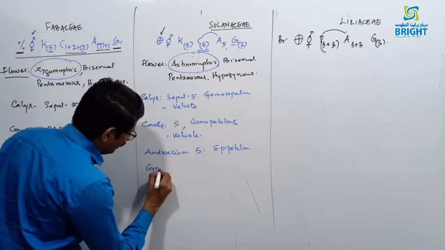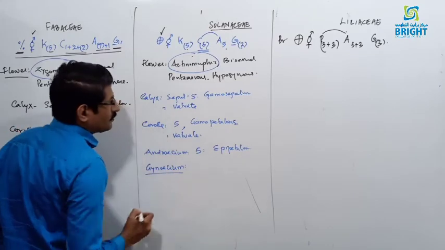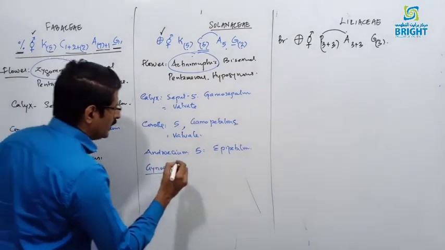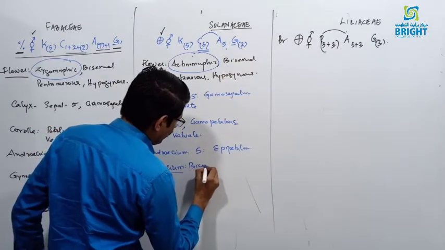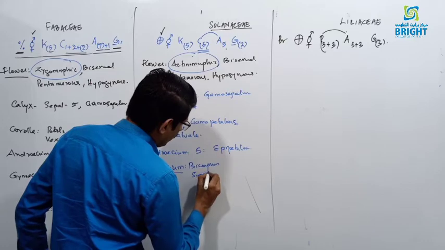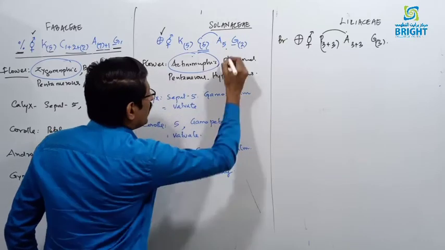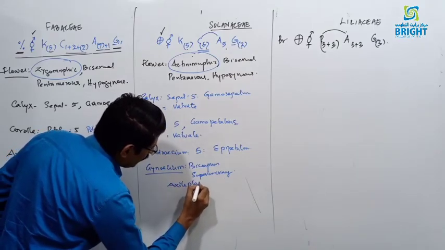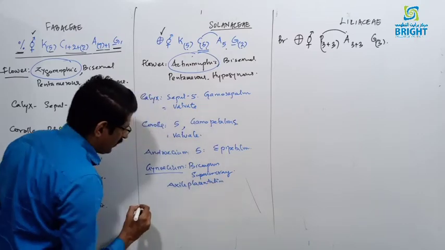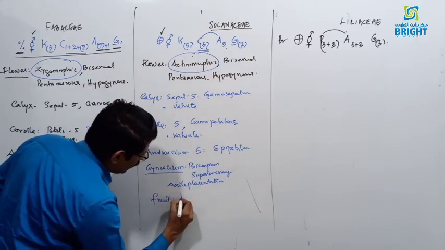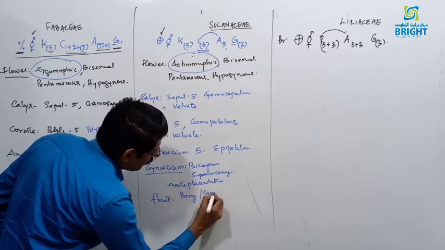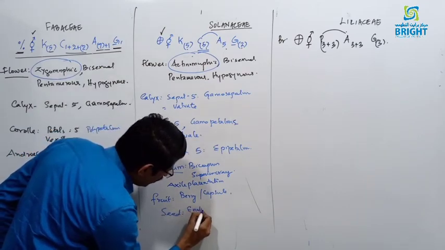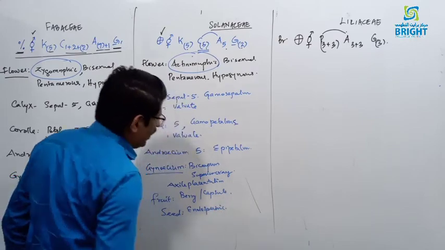And gynoecium is with a bicarpellary, superior ovary, and axial placentation with many ovules, and the fruit is berry or capsule, and the seeds are endospermic, that is seed is with endospermic nature.